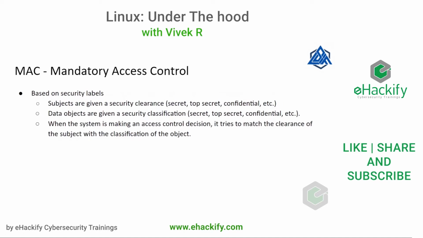As I mentioned, subjects are given a particular security clearance like top secret or secret, and data objects, meaning the files or the processes, are given a particular security classification like secret or top secret. When the system is making an access control decision, it tries to match the clearance of the subject and object. Only if it matches, the process is allowed to execute that particular resource. If it doesn't match, it is denied by default. So that is how the mandatory access control mechanism works.